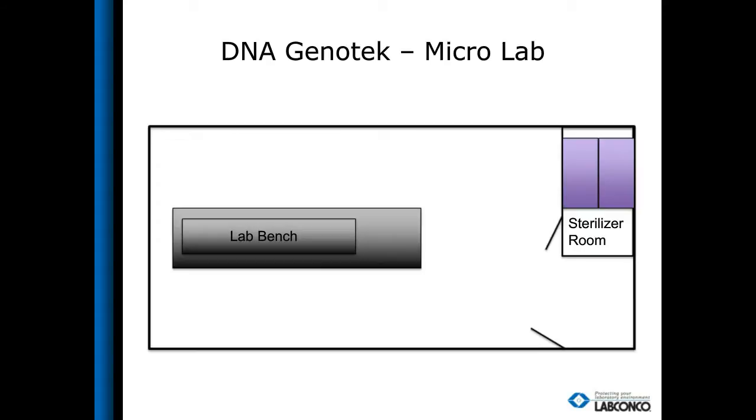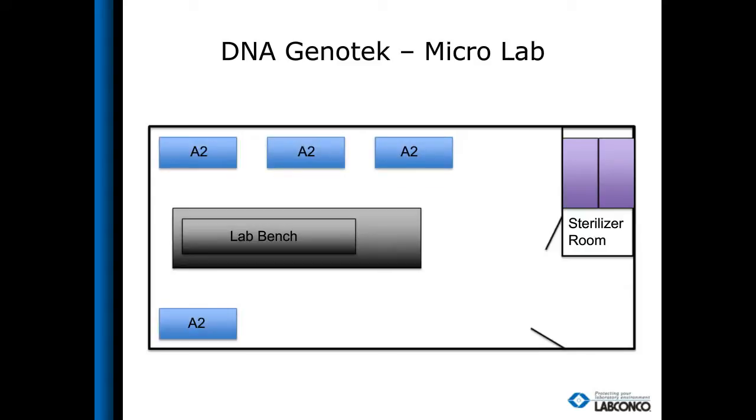Here's a simplified version of what their lab was going to look like. They had 4 recirculating A2s back in the laboratory, and they needed 2 ducted cabinets to go next to them, again, to handle those hazards.